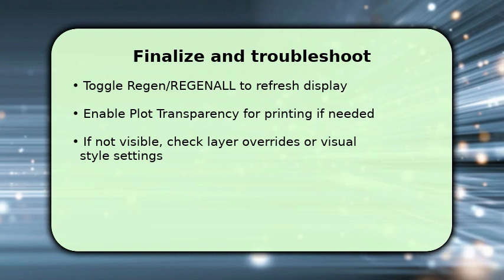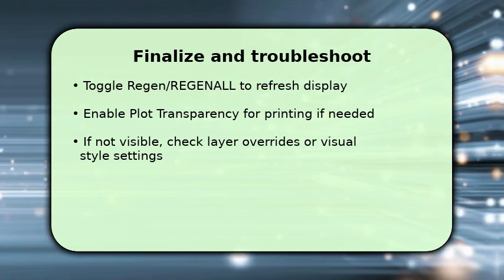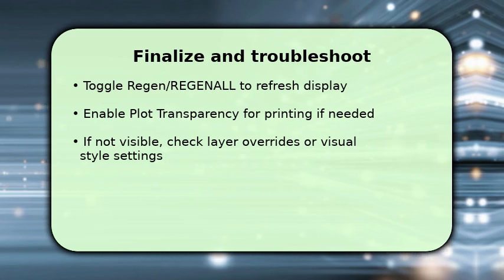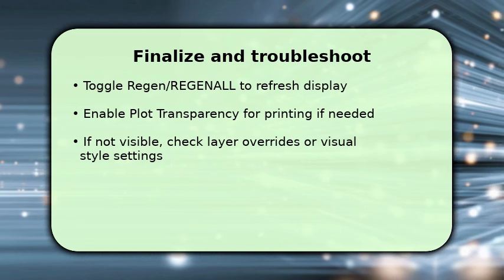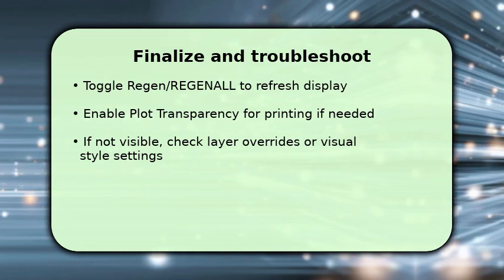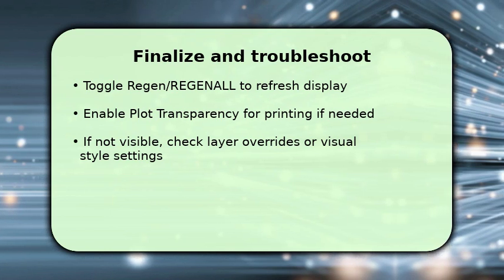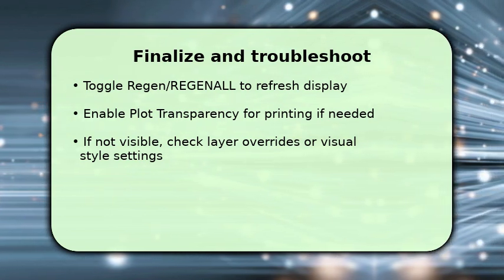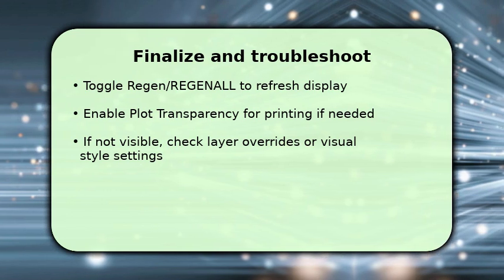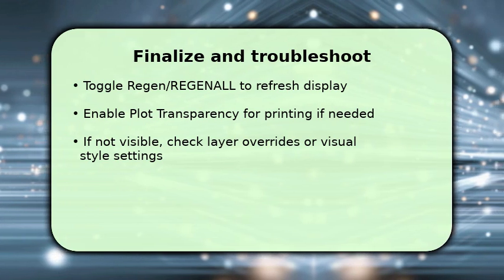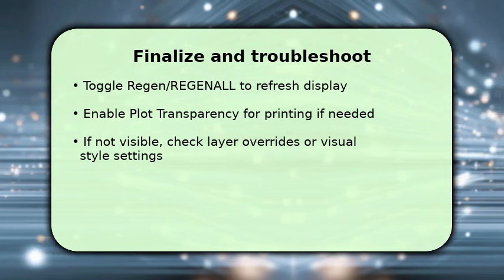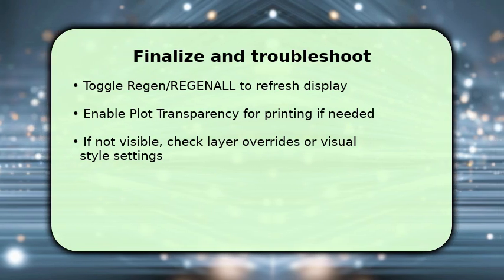You should also check the Plot dialog and enable Plot Transparency if you want the same look in prints or PDFs. If the transparency doesn't appear, make sure there are no layer overrides, that the object isn't part of a block with its own properties, and that your visual style or hardware acceleration isn't suppressing transparency effects. One quick troubleshooting tip: toggle hardware acceleration off and on to force a redraw if changed.